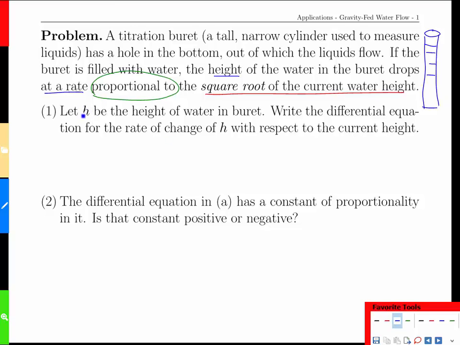If we let h be the height of the water in the buret, then the rate at which the water height is changing, dh/dt, is proportional to, is equal to a constant times, and what is it proportional to? It's proportional to the square root of the current water height. So this is another illustration of that simple relationship between a mathematical statement in words and its mathematical interpretation as a differential equation.